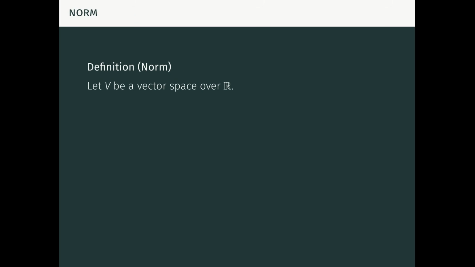So let's start with the definition of a norm. Let V be a vector space over R. Again, I'm assuming you're familiar with the concept of a vector space. Intuitively, a norm provides a means to measure the length or the magnitude or the size of a vector in a vector space.